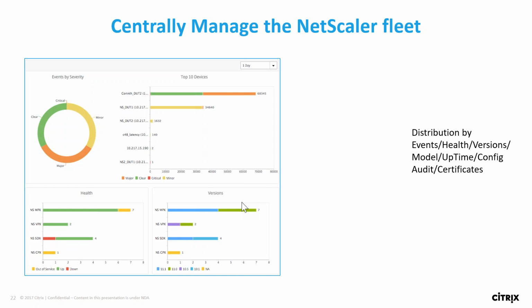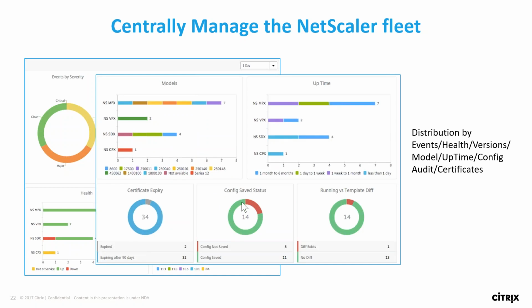As you can kind of see here, I can quickly see the health of my overall different NetScalers, whether it be my MPX, my VPX. I can see whether they're up, down, out of service. I can identify what software version they're running. I can also identify which models are within my environment and how long they have been up.